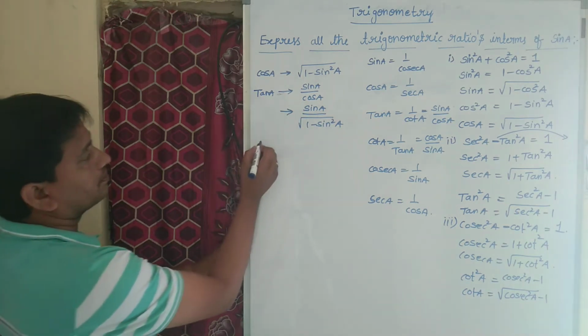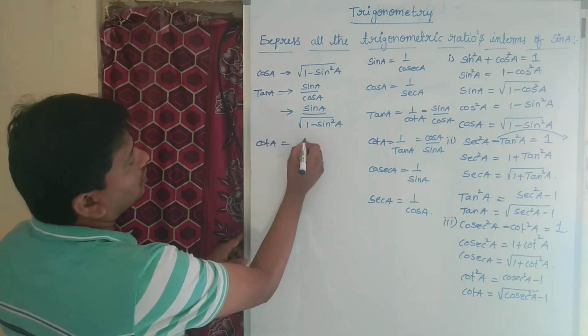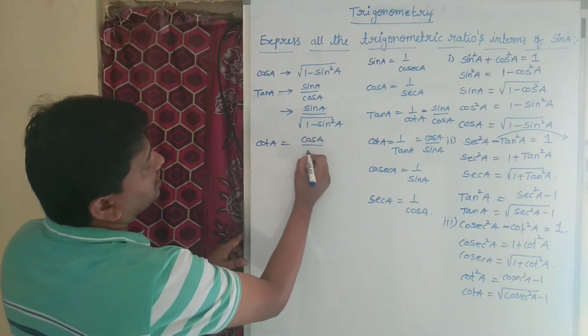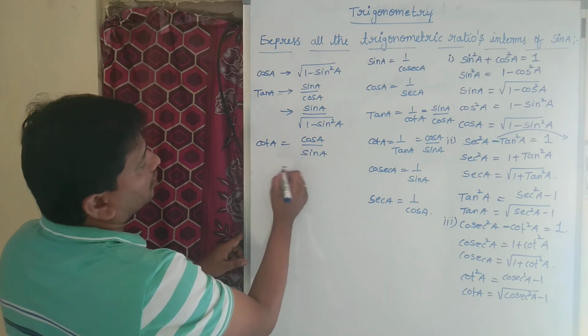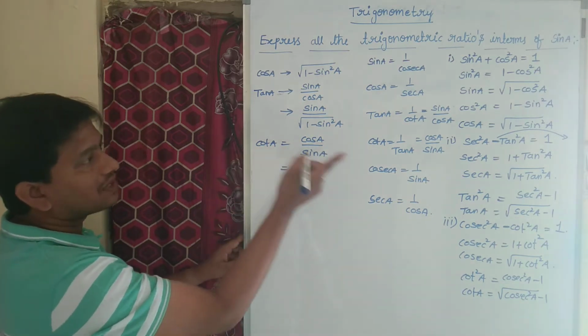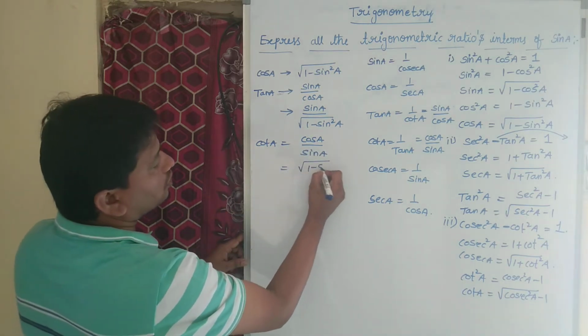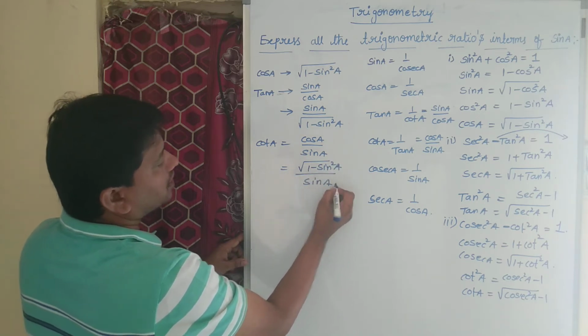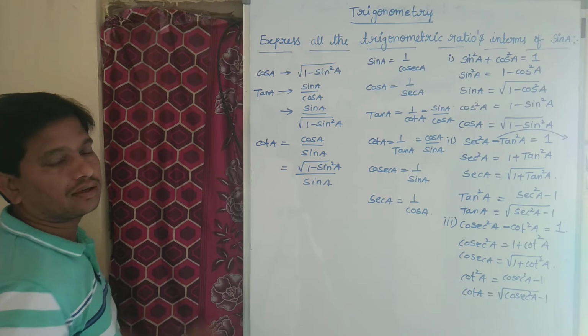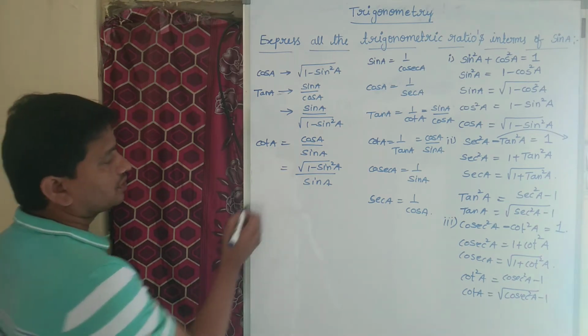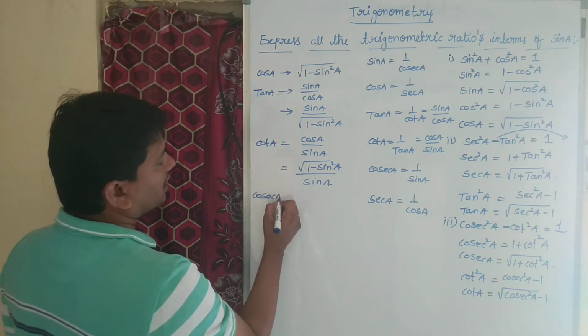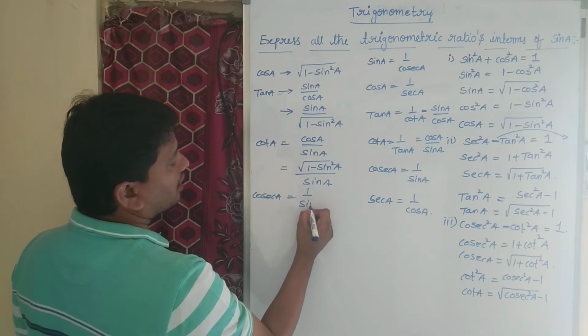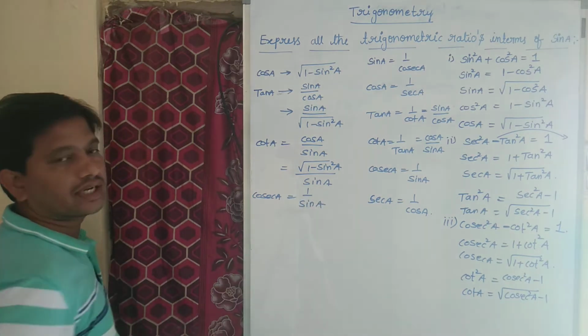Now coming to cot. Cot is nothing but cos A by sin A. We are expressing cot in terms of sin. Cos we can write as root over 1 minus sin square A, by sin A. See, cot we expressed in terms of sin. Next, cosec A. Cosec A is nothing but simply 1 by sin A. We expressed the cosec in terms of sin.